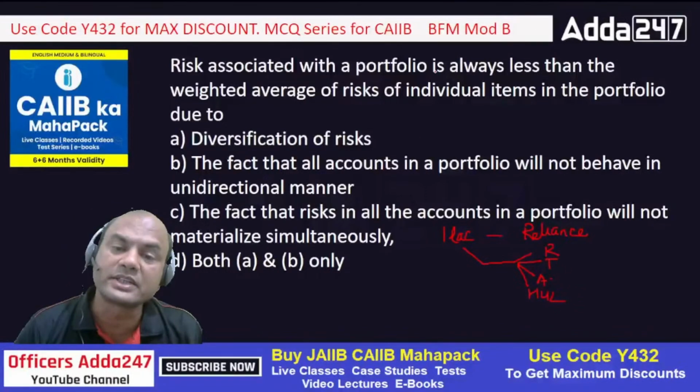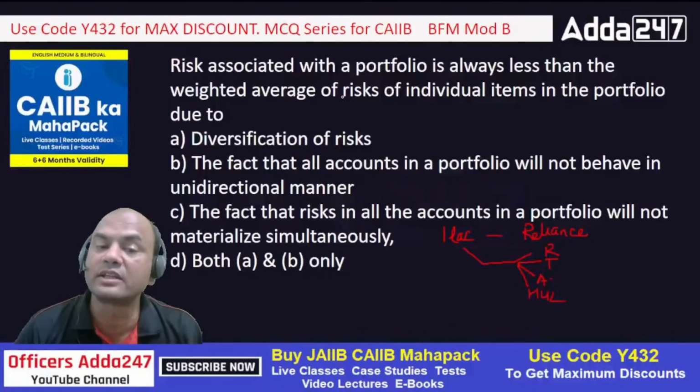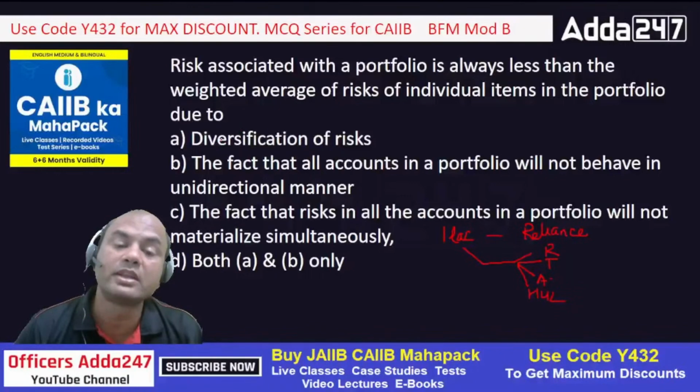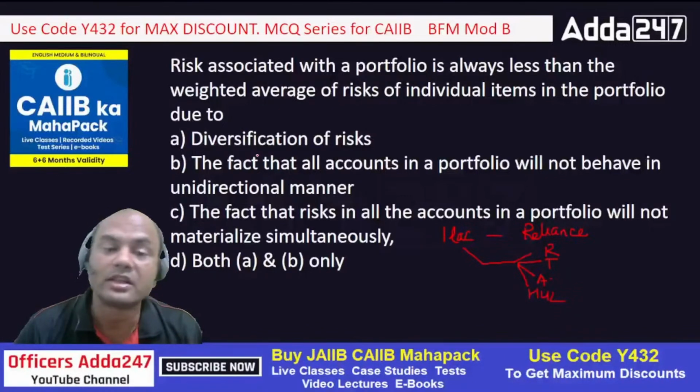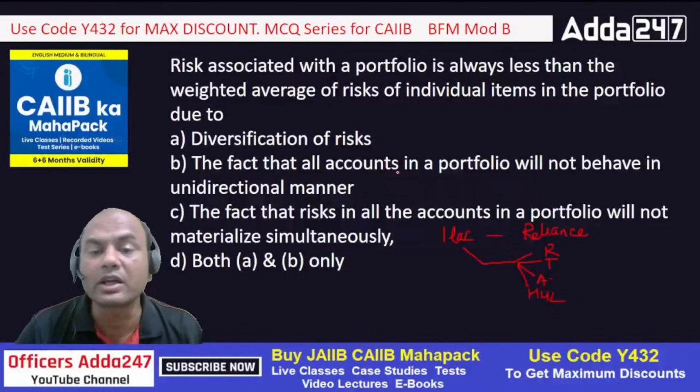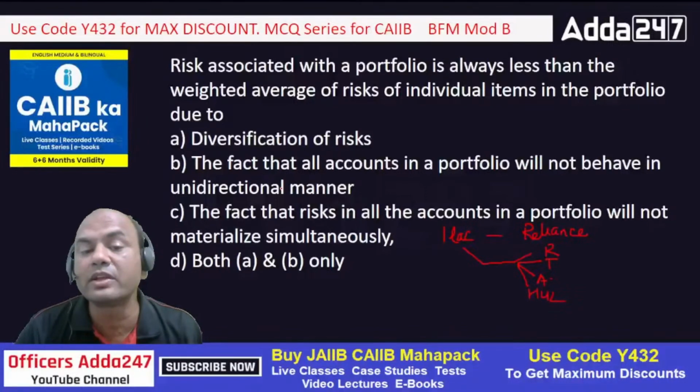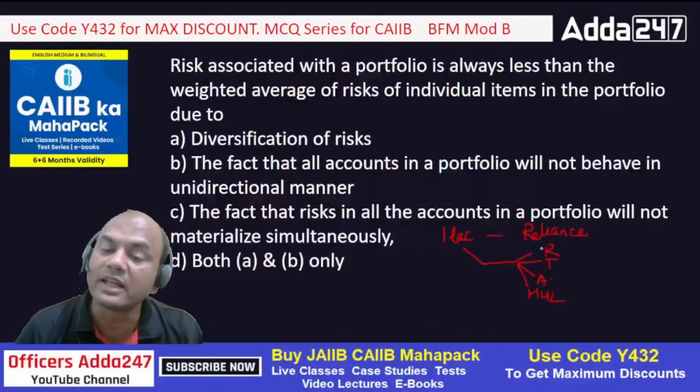So the risk associated with the portfolio is always less than the weighted average risk of individual items in the portfolio due to, number one, diversification of risks, and number two, the fact that all assets in the portfolio will not behave in a unidirectional manner. What do I mean by that? It means if Reliance goes down, others may not go down.